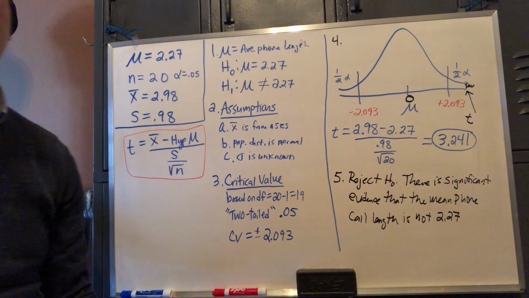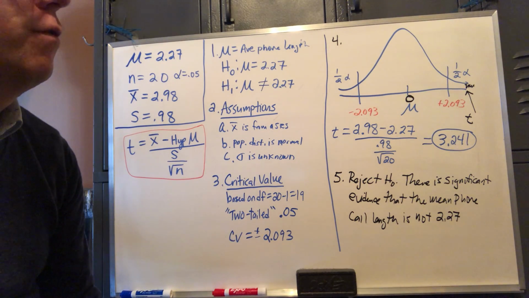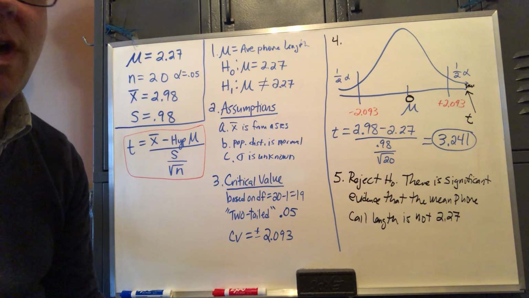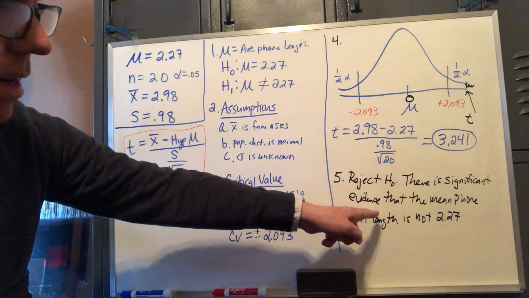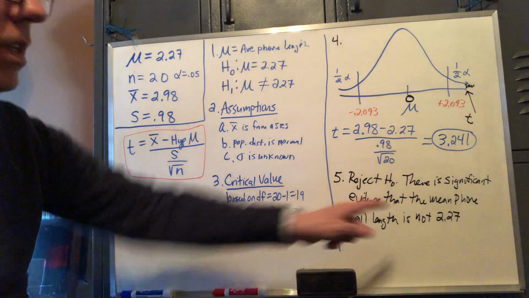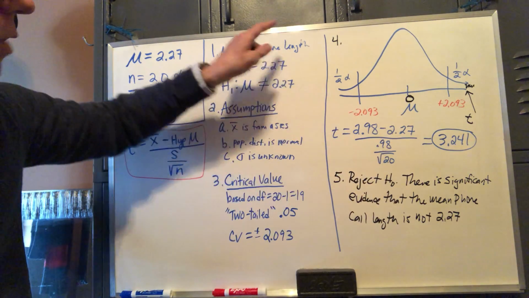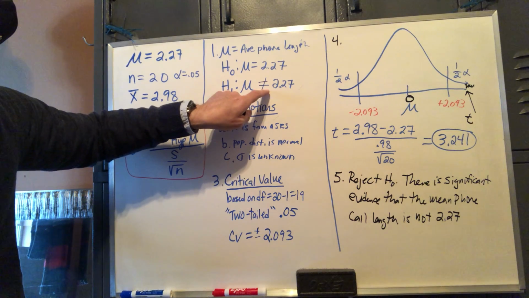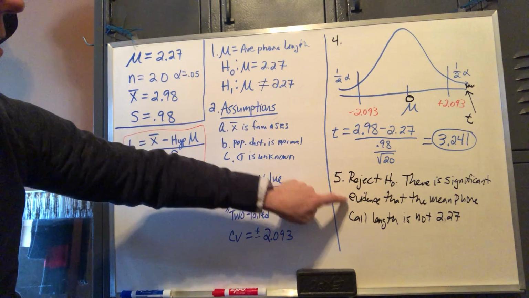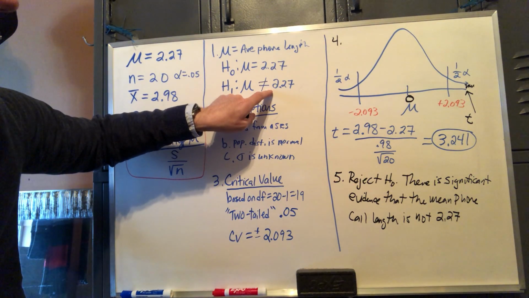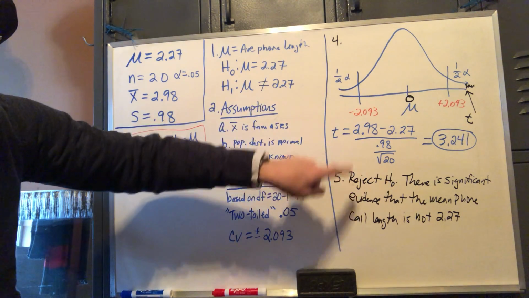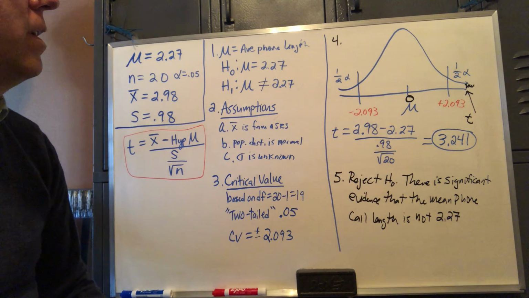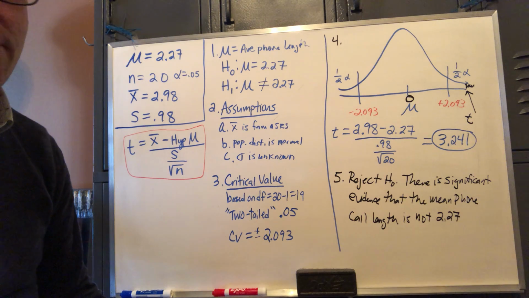I wasn't trying to prove that it's greater. I wasn't trying to prove that it was less. I was just trying to prove that it's not. So that's why I write this, that it's not. I don't want to say that it's greater, because that wasn't what we were trying to prove. We were trying to prove up here in our alternate hypothesis that it is not. So this must reflect the alternate hypothesis. We have evidence that it's not 2.27.